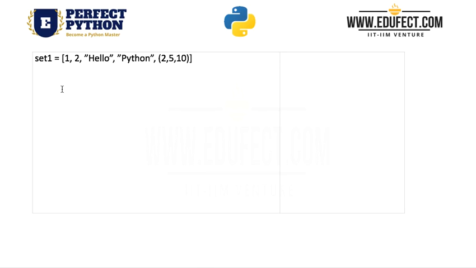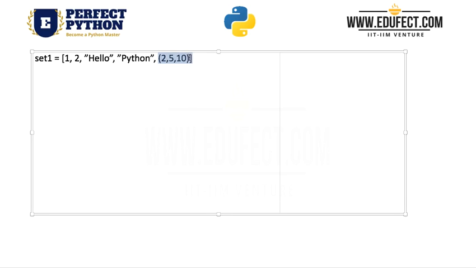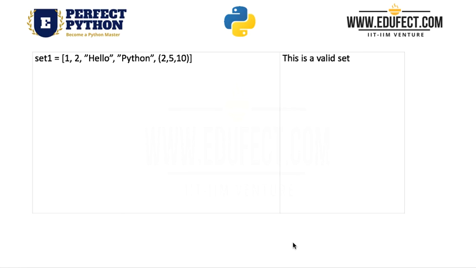Here we have another set. It has two numbers, it has two strings, hello and Python, and it has a tuple, 2, 5, 10. Tuples we know are immutable, so this is perfectly fine. This is a valid set, so we will not get an error.